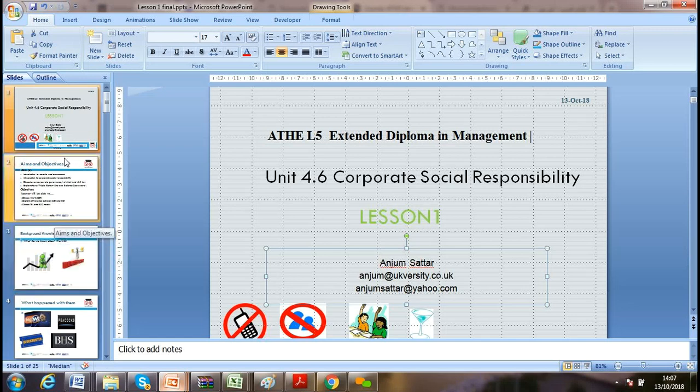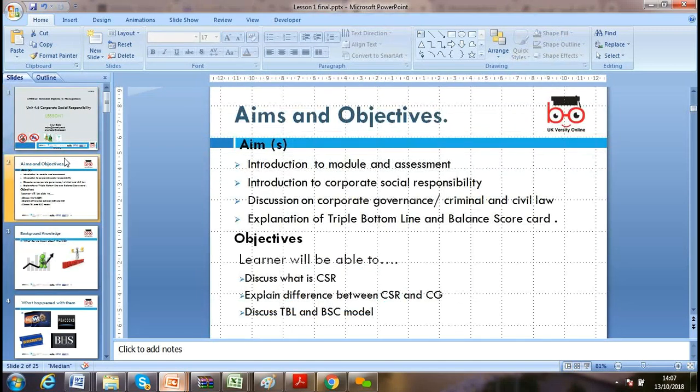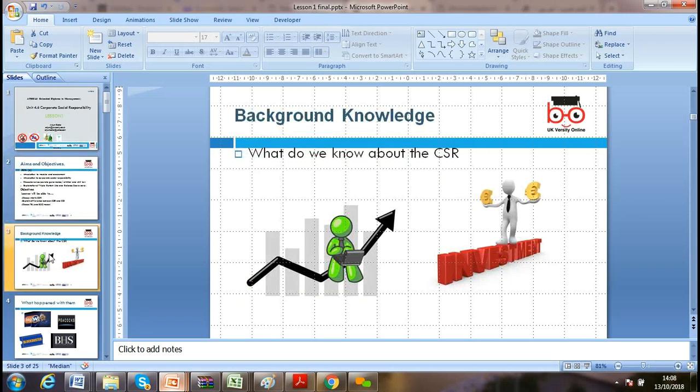We have various issues in different parts of the world. So today's lesson objective: I will discuss with you the modules and assessment. Then we'll go through the introduction to corporate social responsibility, corporate governance, criminal and civil law, the triple bottom line, and the balanced scorecard method. We are supposed to discuss all of this today.